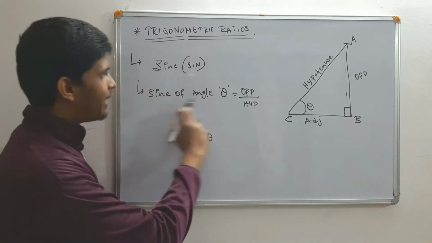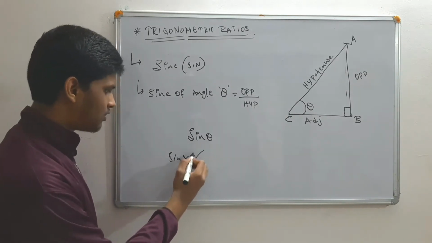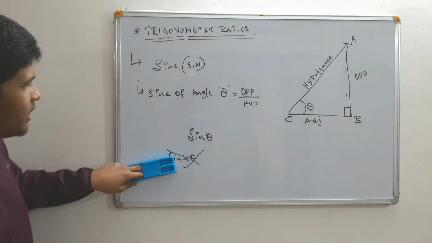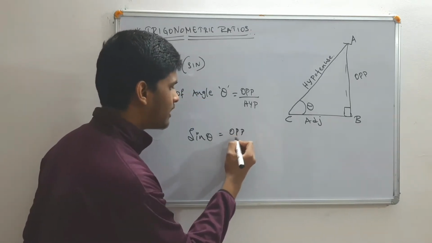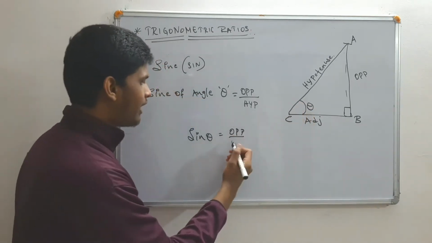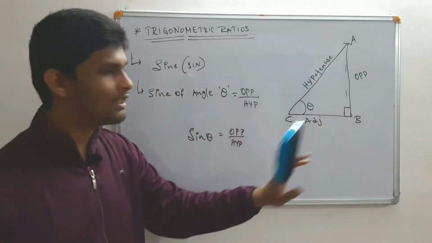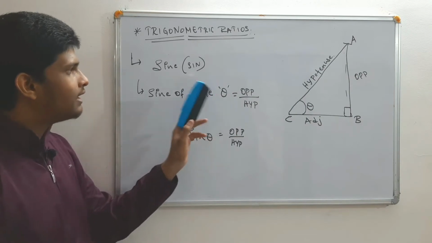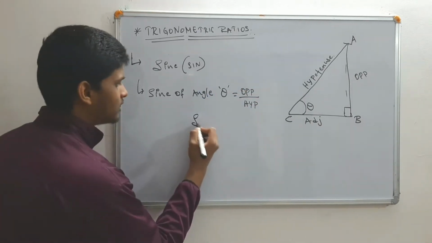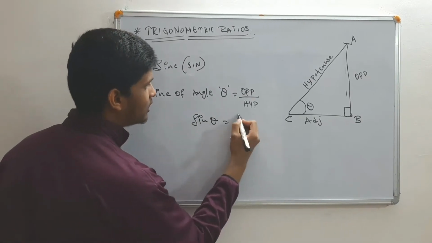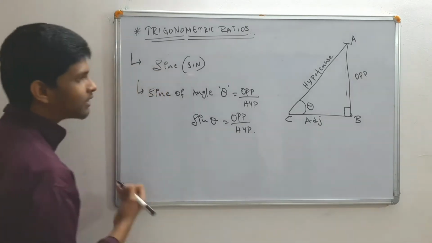This means just sine of angle theta, not sine into theta. No, that is wrong. Sine theta means sine of angle theta, which is the opposite side of angle theta divided by hypotenuse. Opposite side of angle theta. And if you consider angle theta to be A, then what will sine become? So let's write sine theta is equal to opposite side by hypotenuse side.